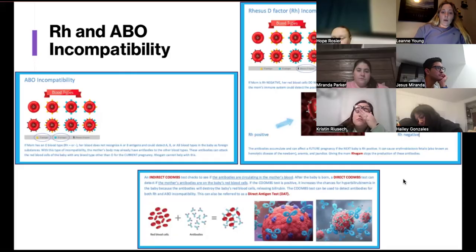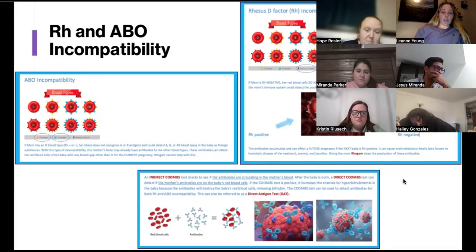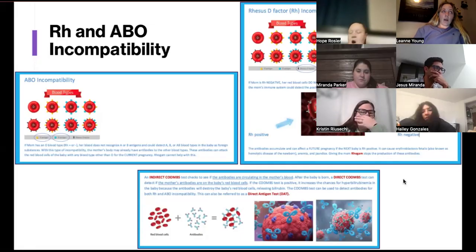Okay. The last one is probably the hardest one to understand. It is a little bit more complicated, but this is our Coombs test. So there's an indirect Coombs and a direct Coombs. An indirect Coombs test checks to see if there are antibodies circulating in the mom's blood. So if she's an O mom or she is Rh negative, we're testing her Coombs to see if there are antibodies actively circulating in mom's blood.